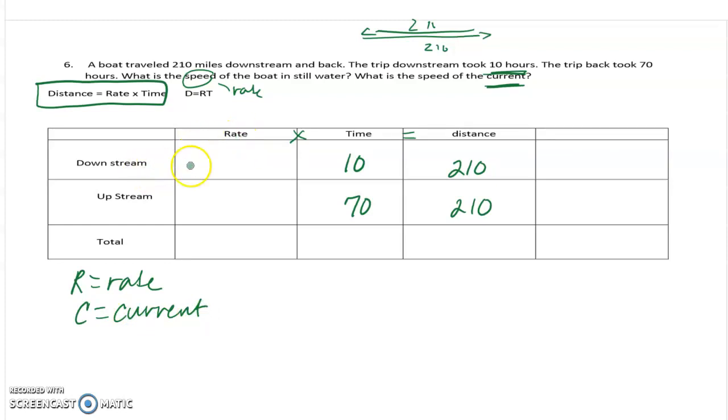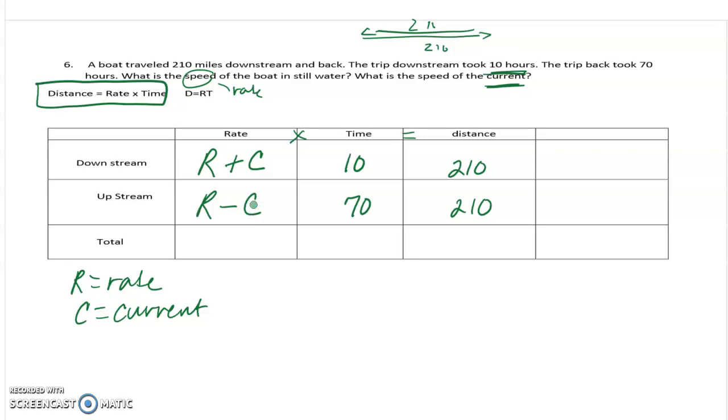When we look at downstream, we've got the rate of the boat, and the current affects it going down and up. When you go downstream, the current helps you or gives you more speed, so the current is going to help it. Going upstream, you've got the rate of the boat, and the stream is pulling against you or making you go slower.